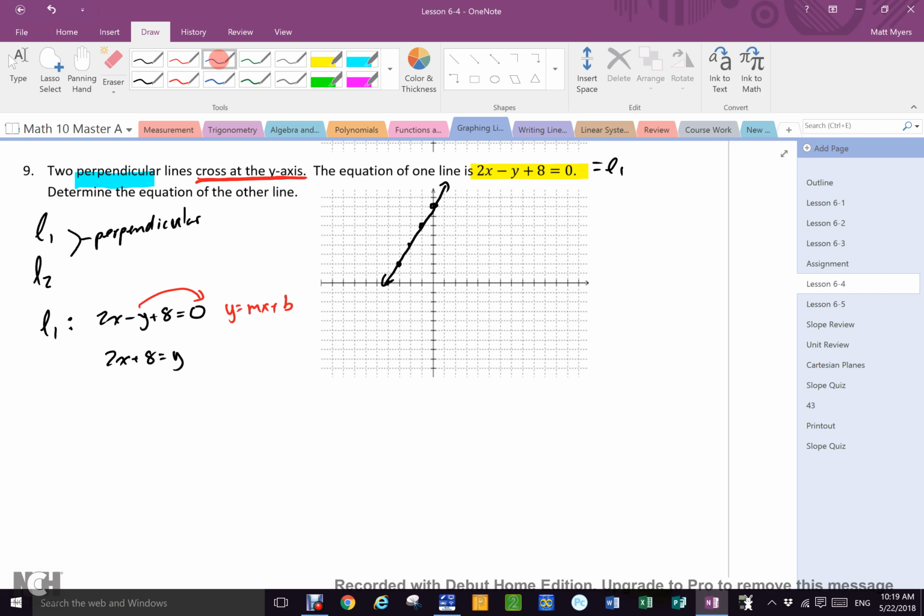They cross at the y-axis. So if line 1 hits the y-axis there, where does line 2 hit the y-axis? In the same spot, correct? And I know line 2's slope, don't I? What is it? Negative 1/2. So, I know that line 2, y equals mx plus b. Do I know the slope? What is it? Negative 1/2 x. Do I know the y-intercept?